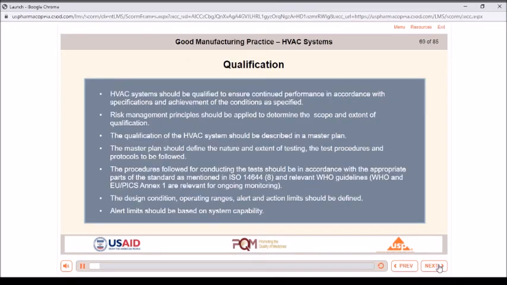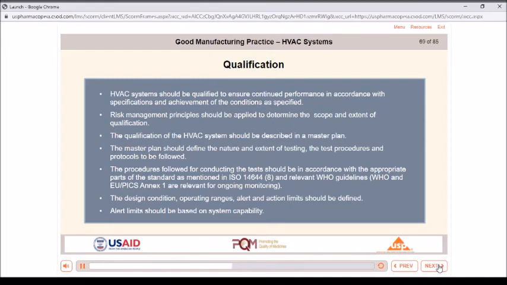Qualification. HVAC systems should be qualified to ensure continued performance in accordance with specifications and achievement of the conditions as specified. Risk management principles should be applied to determine the scope and extent of qualification. The qualification of the HVAC system should be described in a master plan. The master plan should define the nature and extent of testing, the test procedures, and protocols to be followed.